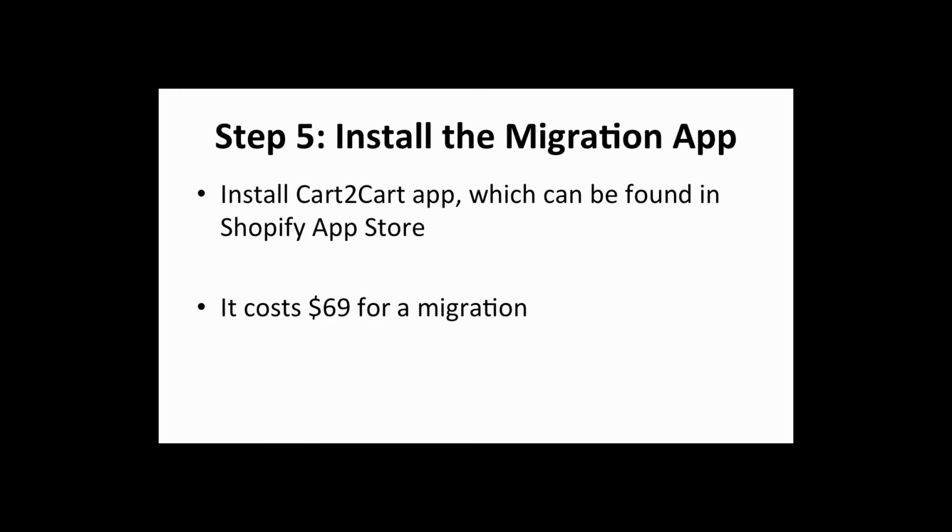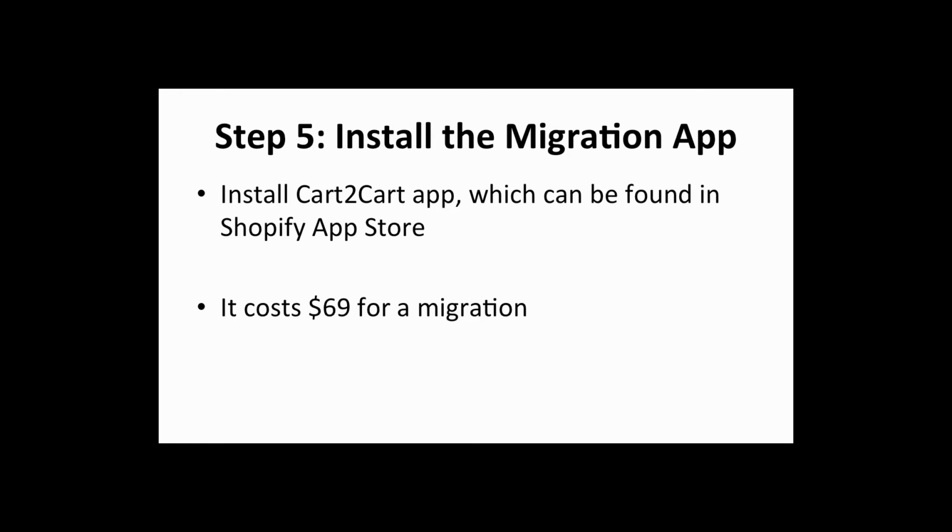The previous steps are all about setting up your Shopify account and designing your store. Your store migration hasn't taken place yet. The next step is for you to install the migration app in order to move the information in BigCommerce to your new Shopify store. The app you want to install is called Cart to Cart, which can be found in the Shopify App Store.